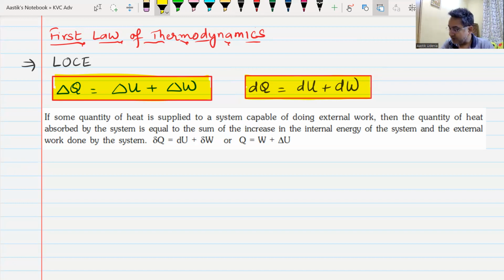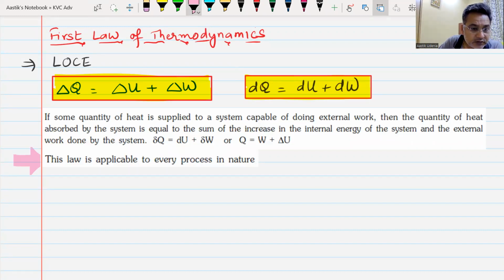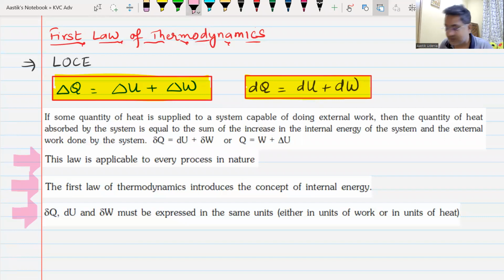Now, what important points do you have to remember about this? This law is applicable to every process in nature. Whatever process you are talking about, this law is applicable. This law gives us the definition of internal energy. If you give heat, it gets converted into internal energy. All the units of delta Q, delta U, and delta W should be the same. You can use them in calories or you can use them in joules. Doesn't matter.